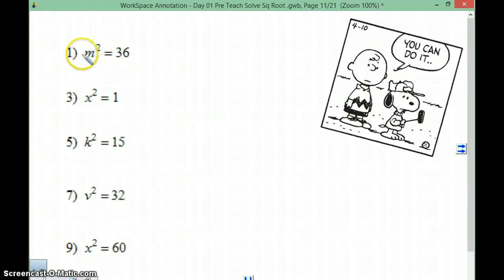Let me give you a couple examples. The square root here, well, that would be m equals plus 6 or m equals minus 6.